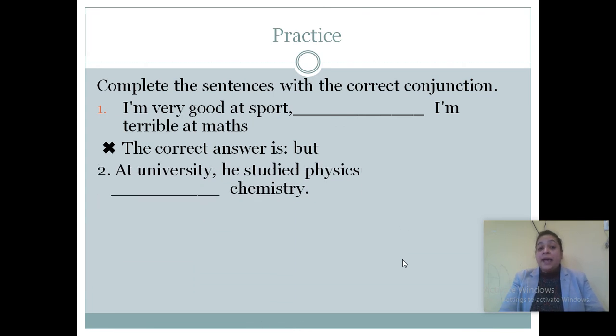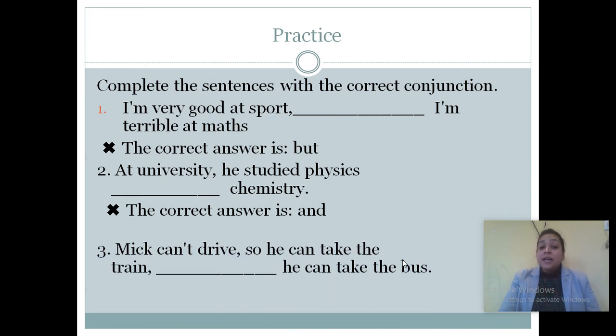Next sentence: at the university, he studied physics dash chemistry. So he is studying both the subjects, so you are going to write "and." There is no contradiction. There are two options, and we are talking about both. So the correct answer is "and."